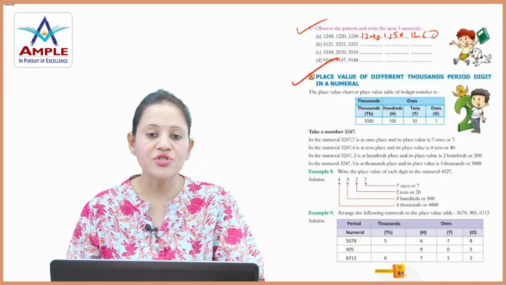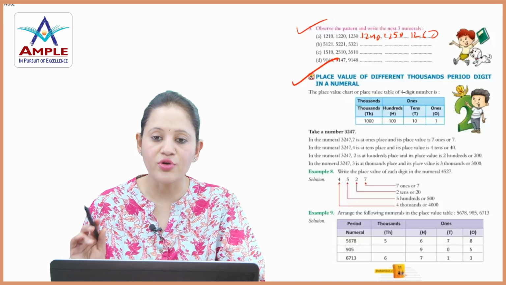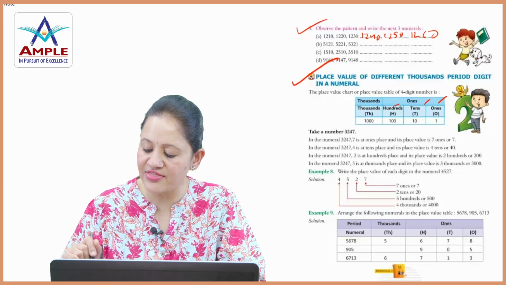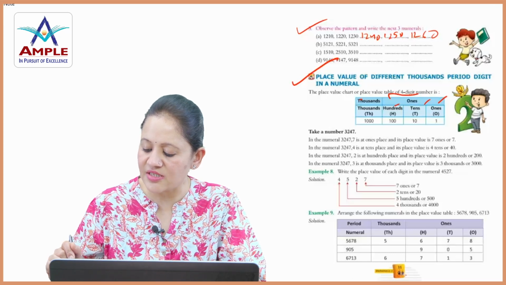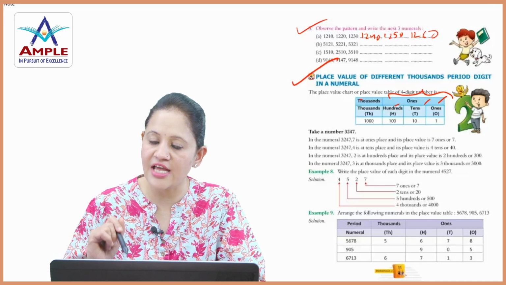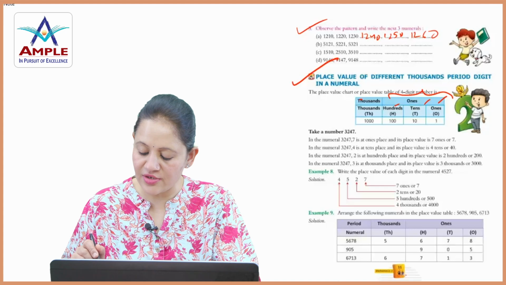Next is place value of different thousands period digits in the numerals. So, the place value chart of a 4-digit number. This is the place value chart of 4-digit numbers. Start from the ones, then tens, 100 and 1000. So this is the period for ones. It includes 3 digits, ones, tens and 100, and then the 1000 period. Clear?